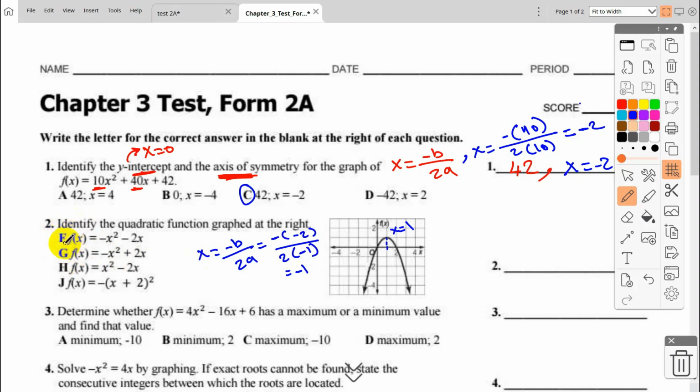So letter F is not the correct answer. Let's try letter G. f of x equals negative x squared plus 2x. Let's find the x coordinate of the vertex. x equals negative b, which is 2, so negative 2 over 2a, which is 2 times negative 1, which is negative 2. It will be x equals 1. So the correct answer will be letter G.